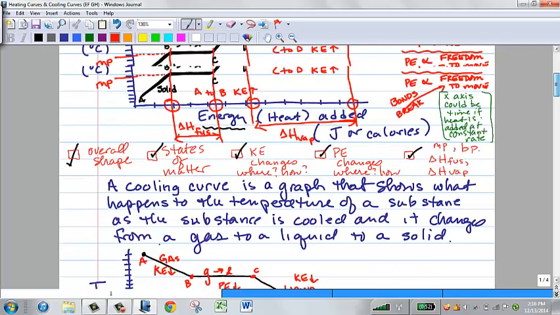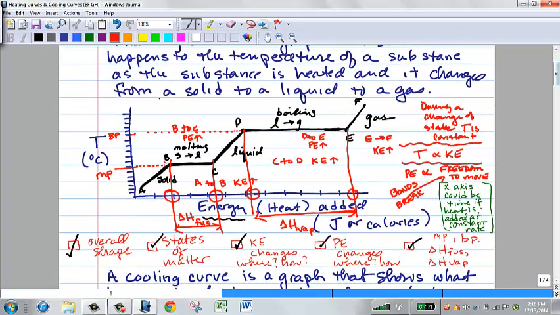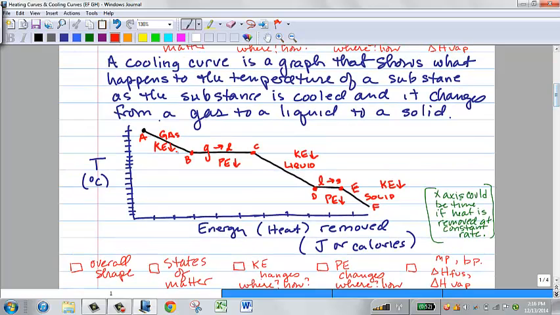And this is just the opposite of what we saw here. First it was kinetic energy up, then potential energy up, then kinetic energy up, then potential energy up, then kinetic energy up. And here we're seeing the opposite. Kinetic energy down, potential energy down, kinetic energy down, potential energy down, kinetic energy down. All right, overall shape, same, but in the opposite direction. States of matter, also opposite, gas to liquid to solid instead of solid to liquid to gas.